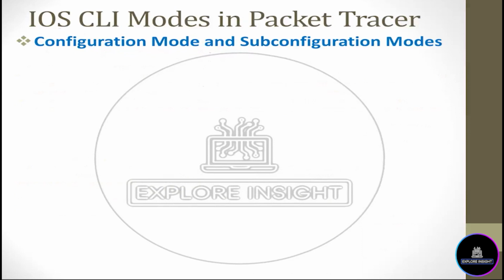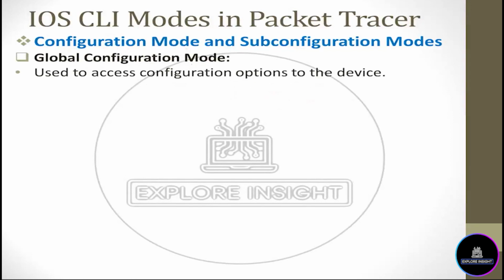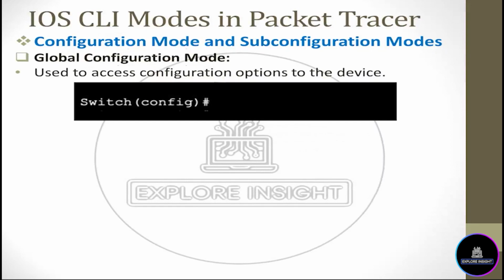Another kind of mode we have is called the configuration and sub-configuration modes. We'll start with the global configuration mode, and then move over to the sub-configuration modes. The global configuration mode is used to access configuration options on the device. And how do we identify that? We see config with a hash, which identifies the global configuration mode. Next, we'll move to the sub-configuration modes, one of which is the line configuration mode.